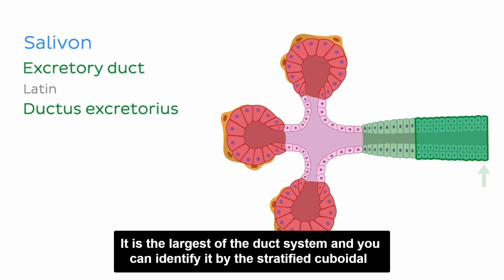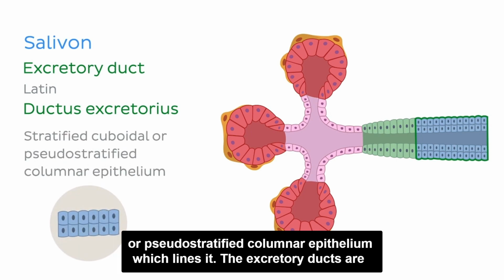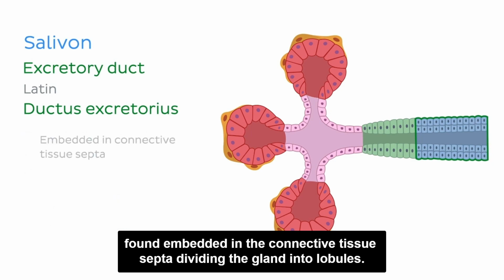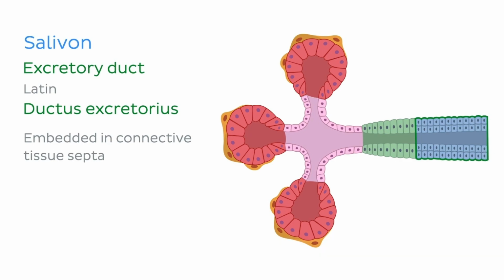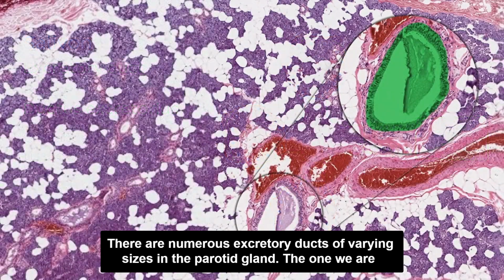It is the largest of the duct system, and you can identify it by the stratified cuboidal or pseudostratified columnar epithelium, which lines it. The excretory ducts are found embedded in the connective tissue septa, dividing the gland into lobules. There are numerous excretory ducts of varying sizes in the parotid gland.